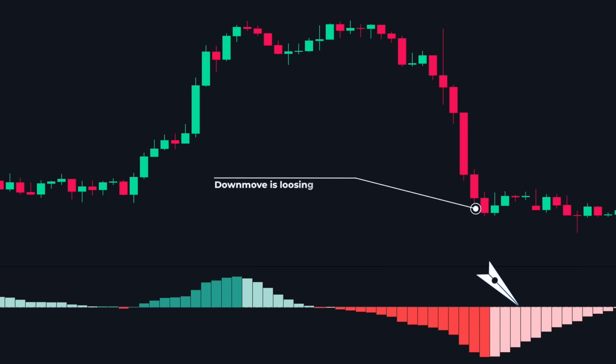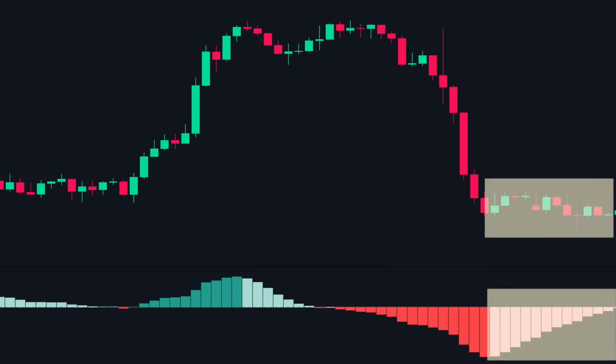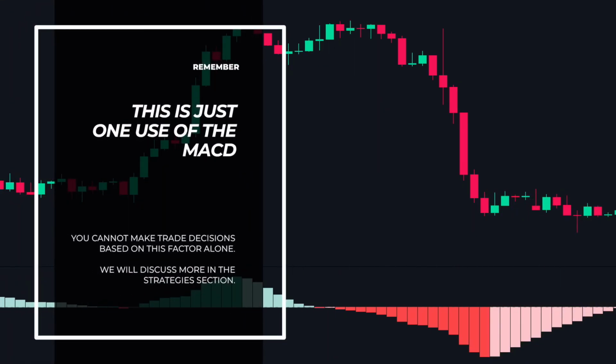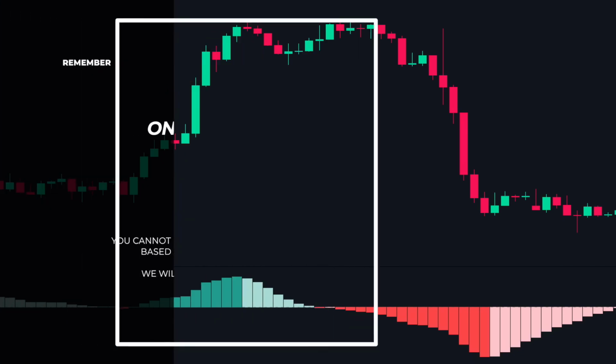It is an early indication that the down move is losing momentum, and a reversal or sideways range may establish itself. And as you can see, the price stayed sideways as the histogram shrank. Again, a point to remember here is that this is just one use of the MACD. You cannot make trade decisions based on this one factor alone. We will show you how to combine it with other factors in the advanced strategies.